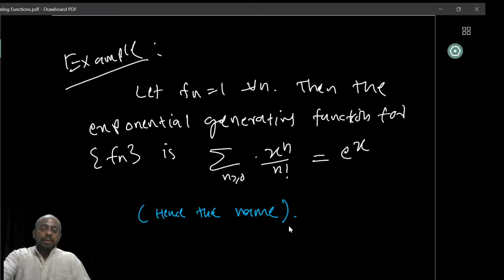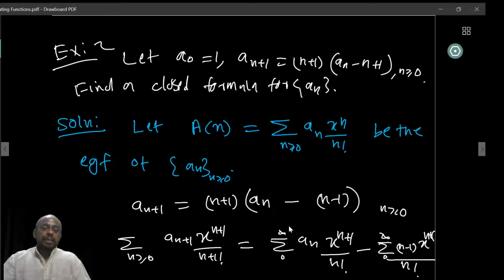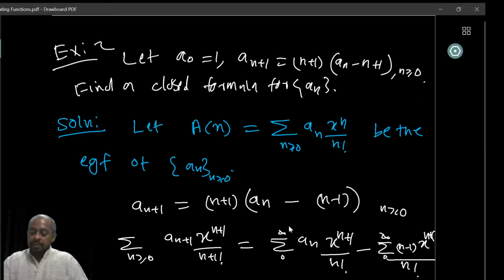Now let us look at a more interesting example. Let us say the recurrence relation is given by a_0 equal to 1, the initial condition, and a_{n+1} is equal to (n+1) times a_n minus n plus 1 for n greater than 0. Now you are asked to find a closed formula for the sequence a_n.